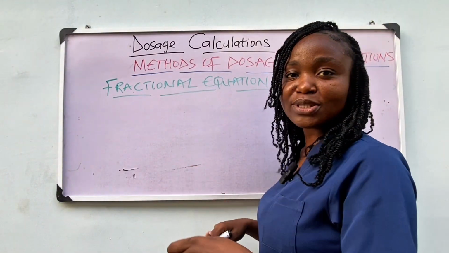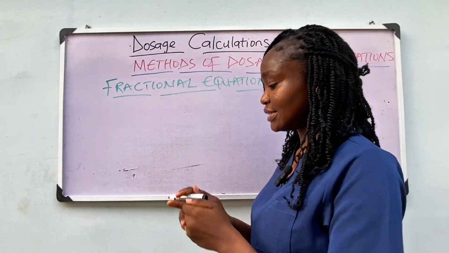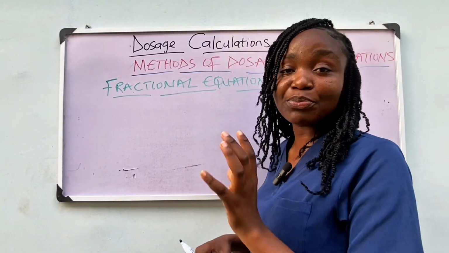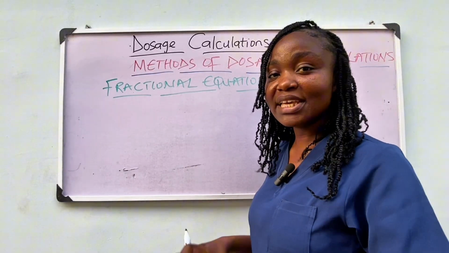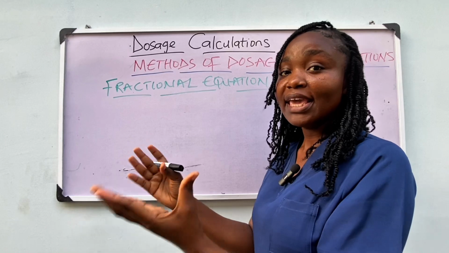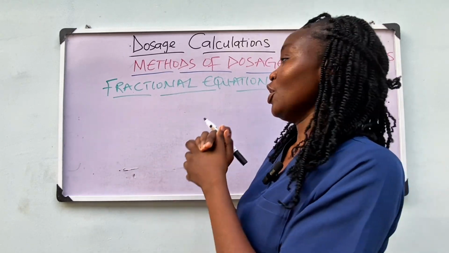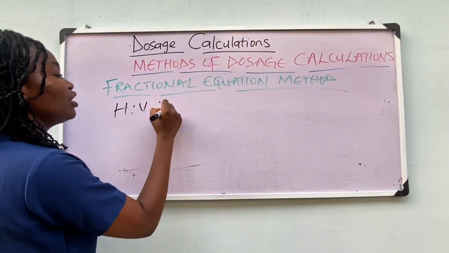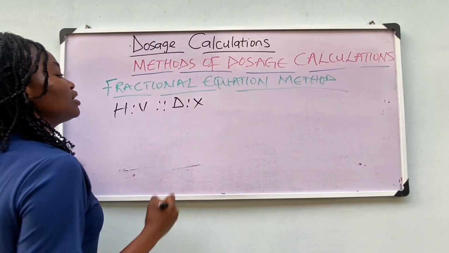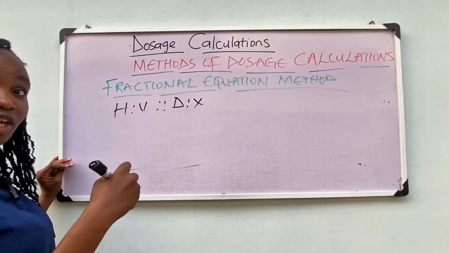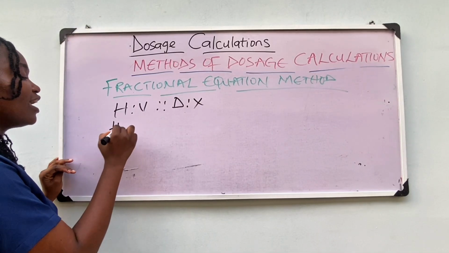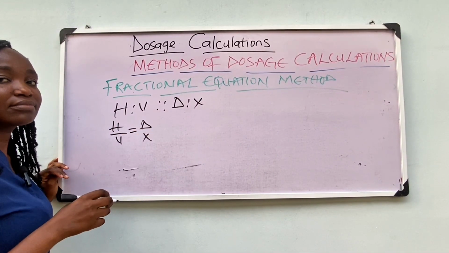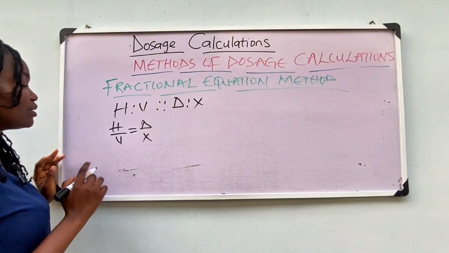One thing I want you to note about the fractional equation method is that it is the same thing as the ratio and proportion method, but this time around, instead of being written in ratio form, it is written in fractional form. We just talked about the ratio and proportion method where we say H ratio V will be equal to D ratio X. So what does that mean? It means that for the fractional equation method, it becomes H all over V is equal to D all over X. Very simple, right?